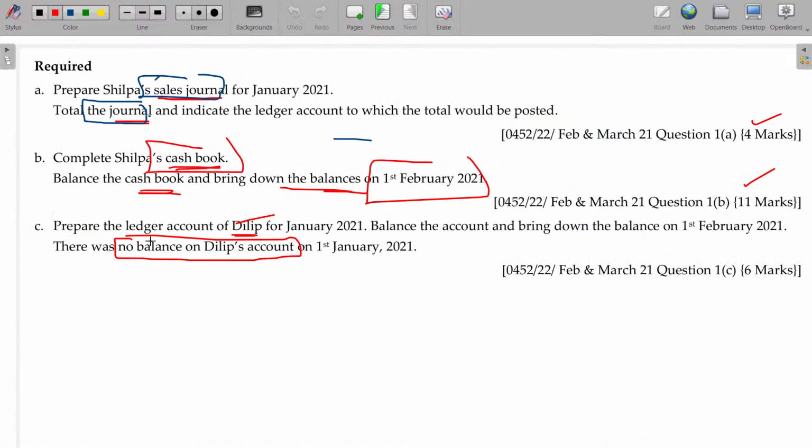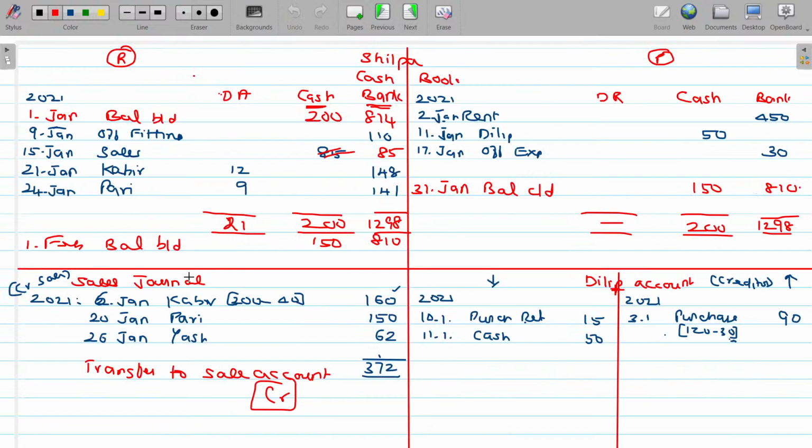The last one is you have to prepare the ledger account. We don't have any balance in the beginning. See, here we don't have the opening balance. Now we can close and find out the closing balance only. After 15 and 50 deduction, the balance carried on for the last day of the month, 31st January, being 25, will be rewritten as balance brought down on the first day of the next month, 1st February. Balance brought down being 25.